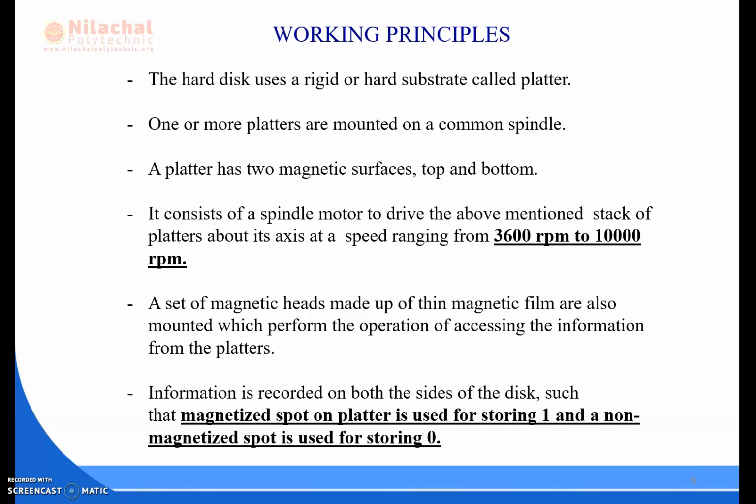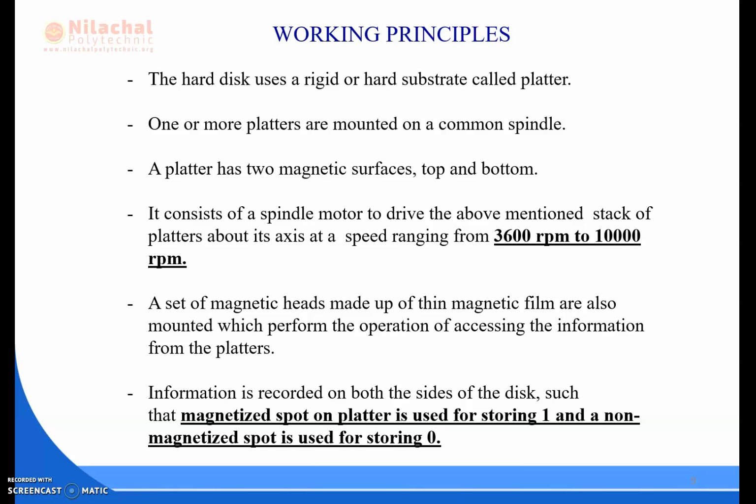So a hard disk uses a rigid or hard substrate, that is the platter. We have already seen the platter. This is a magnetic plate which is mounted on a common spindle. A platter has two magnetic surfaces, the top surface and the bottom surface. So a platter has a magnetic surface on both sides, so data can be read and written from both sides of the platter.